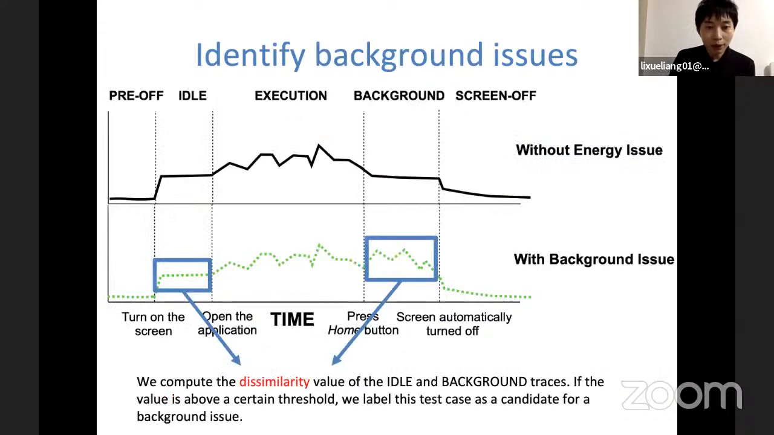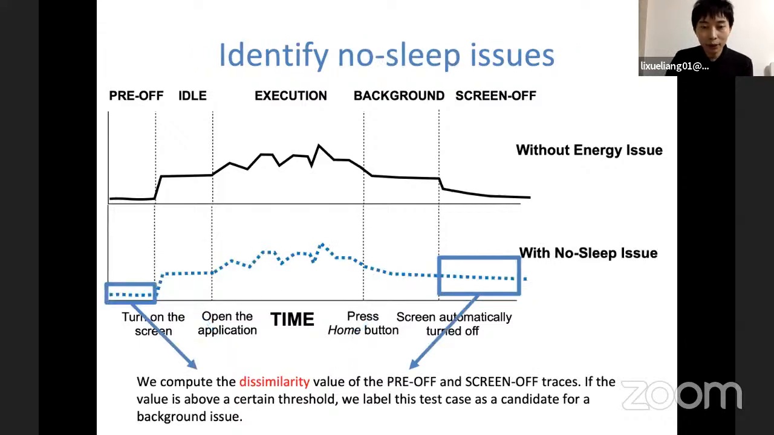So how to identify background issues? Our idea is to compute the dissimilarity value of the idle and background traces, because if the power trace is without energy issue, then the power traces at idle and background state should be very similar. If they are dissimilar, then they probably have energy issues. And we did the same for the no-sleep issue.